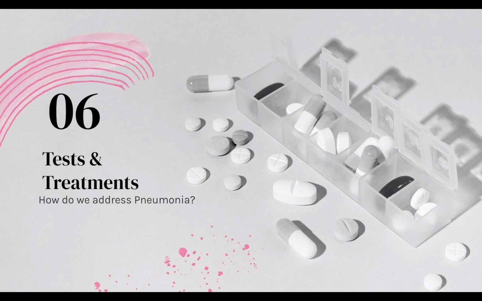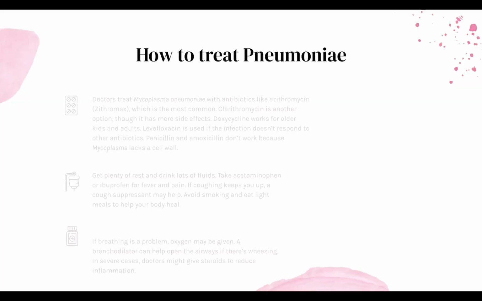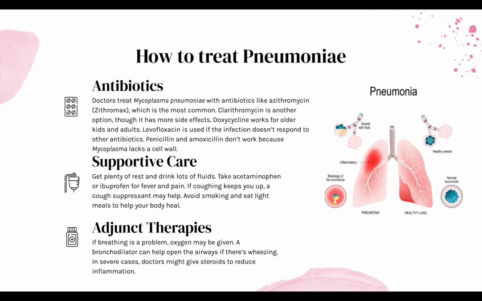For treatment, doctors usually prescribe antibiotics that target atypical bacteria. The most commonly prescribed is Zyrtec. In addition to antibiotics, supportive care is important. Patients should get plenty of rest and stay hydrated. Tylenol or ibuprofen can also help with fever and body aches. But if the cough is disrupting sleep, a coughing suppressant may be useful.